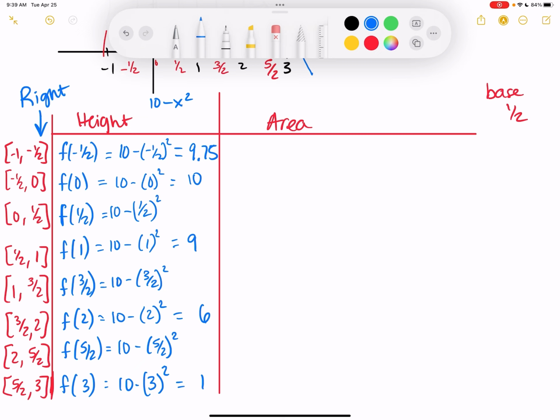Oh, we have to multiply them. So I was like, these numbers are going to be too big. This one should also be the same thing, I'm pretty sure. The 3 halves one, 7.75. And 5 halves, 3.75.